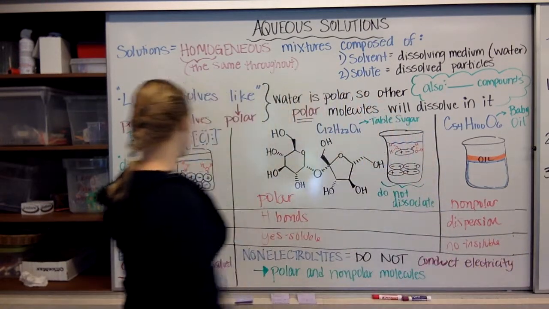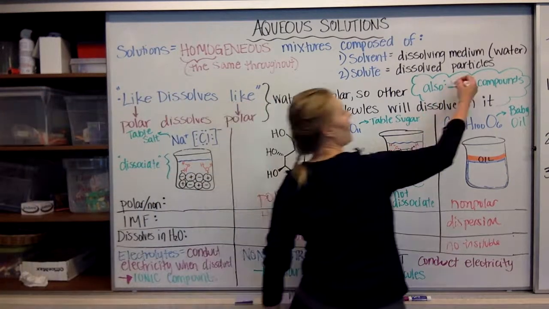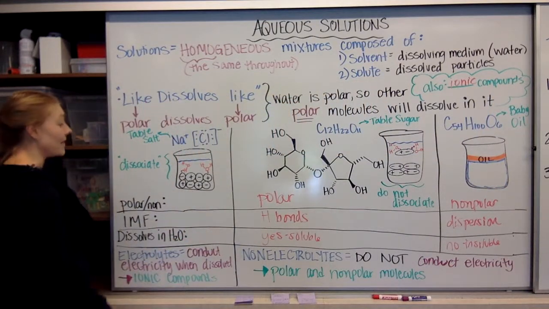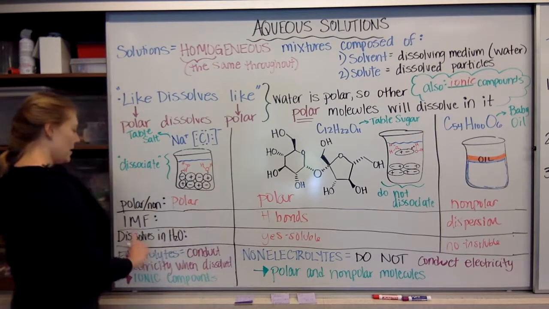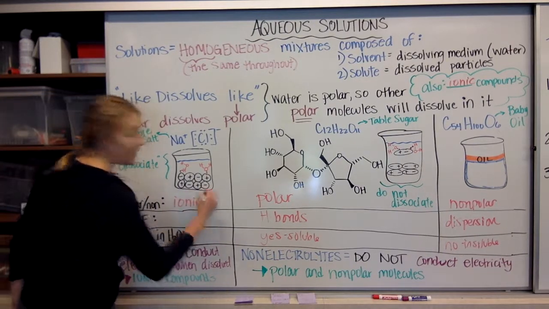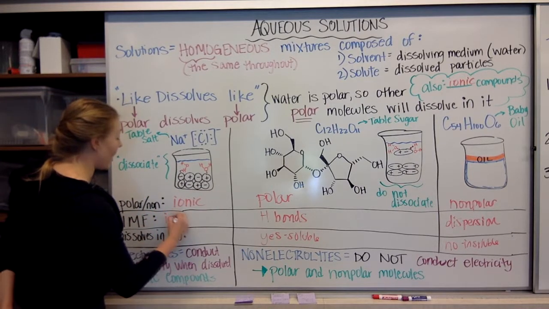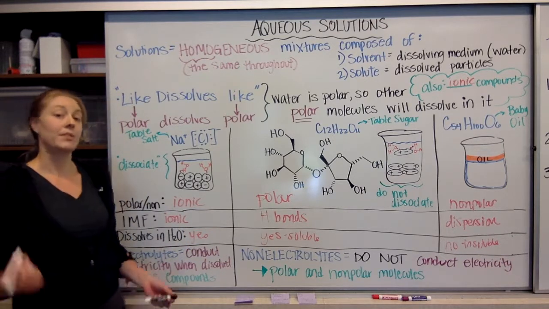Now the last one is an ionic compound, NaCl. I include this here because ionic compounds also dissolve in water, because they dissociate. This is ionic. It's not a covalent compound, so it's not polar or nonpolar. The IMF at play is ionic bonds. And yes, this will dissolve in water because it'll break into its ions.